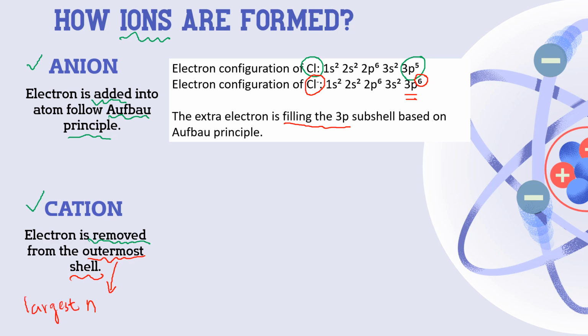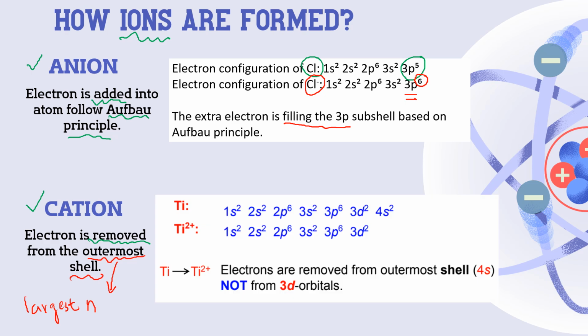Now as usual, we have an example: titanium with proton number 22. The electronic configuration is up to 3p6, then we fill 4s2, and after 4s2 we fill 3d2. When I want to remove electrons for Ti2+, titanium 2 plus, it means 2 electrons will be removed. These 2 electrons are removed from the outermost shell, which is n equal to 4. So we end up with Ti2+ as 3d2.